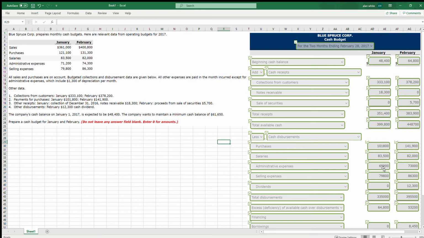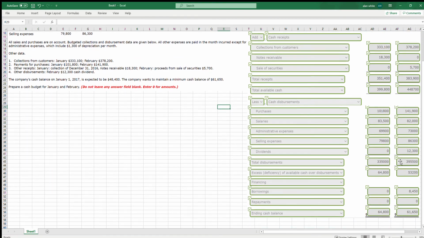$69,900. We do the same thing for February. We will take our $74,300 administrative expenses for February, and we will subtract out the depreciation of $1,300 for that month. And that's going to give us a value here on the statement of $73,000. Okay, I'm going to scroll down a little bit.